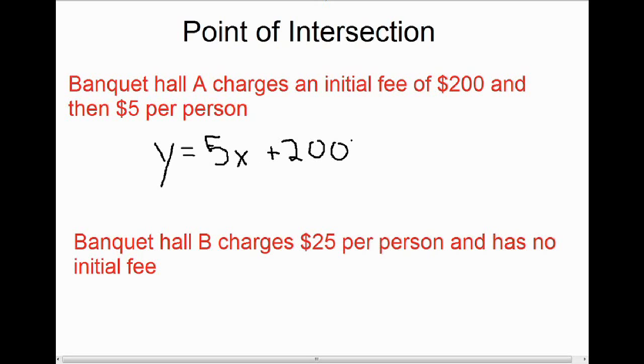For the second banquet hall that we have here, the second banquet hall just charges $25 per person, so there is no initial fee. So again, when we want to write the equation for that, our rate of change is $25, and our y-intercept is 0 because there is no initial fee here. So our rate of change is 25 because for every one person, it costs $25. So our equation is y equals 25x. Where x again is the number of people and y is the total cost.